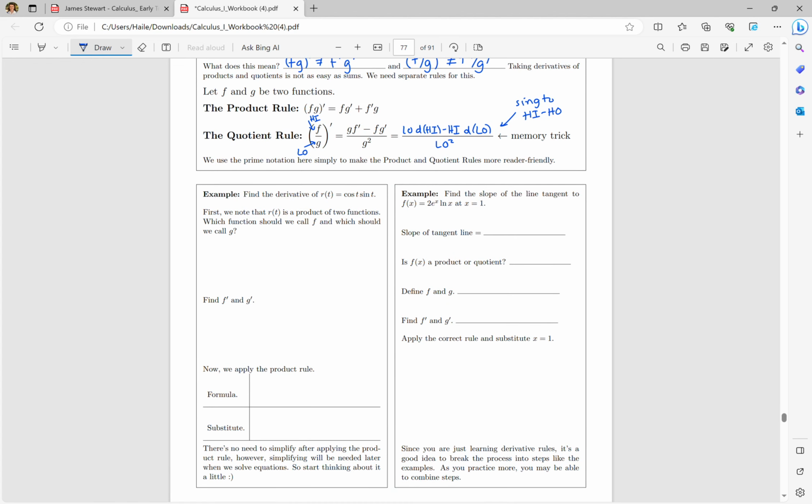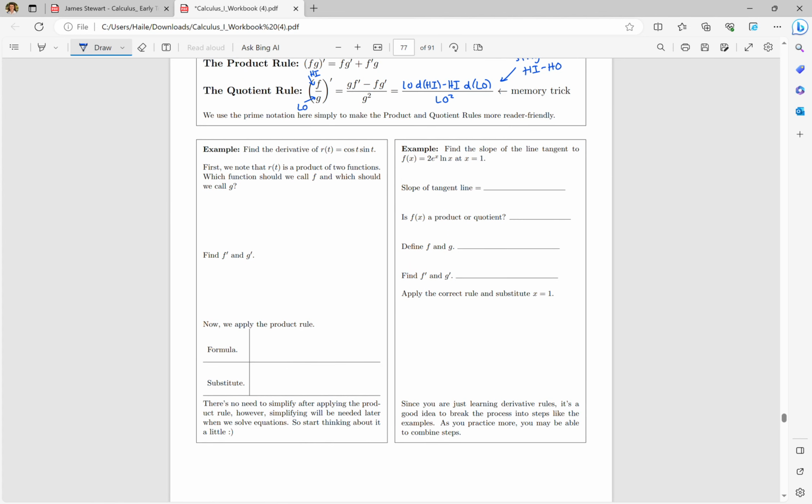So first, let's find the derivative of r of t is equal to cosine of t times sine of t. So first, we want to break down what rule we are going to need for this problem. And while this one is not super difficult, trust me, it's going to get more difficult as we go and start combining rules. So we practice good habits now. So first, we note that r of t is a product of two functions. So which function should we call f and which should we call g?